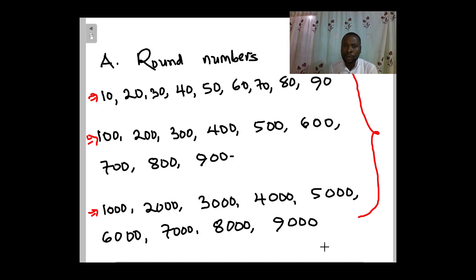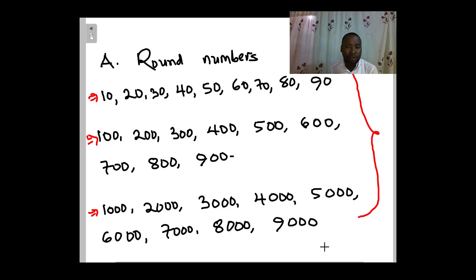Now, the first set, if you notice, all of them are in tens. I did that deliberately. The first one is 1 ten, the second one is 2 tens, 3 tens, 4 tens, like that, all the way to 9 tens. The second set of numbers, all of them are in hundreds: 100, 200, 300, 400, 500, 600, 700, 800, and 900. And the last set of numbers here, all of them are thousands: 1,000, 2,000, 3,000, 4,000, 5,000, 6,000, 7,000, 8,000, all the way to 9,000. These numbers are referred to as round numbers.